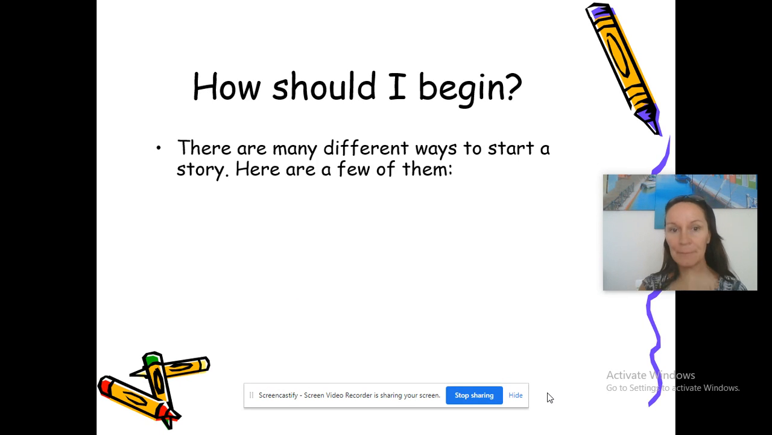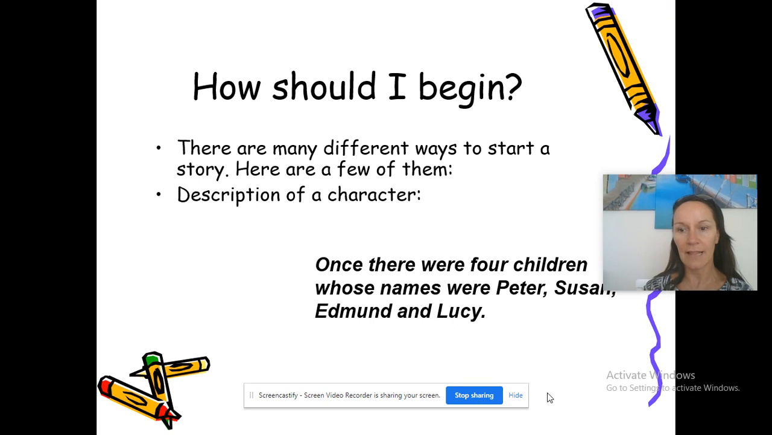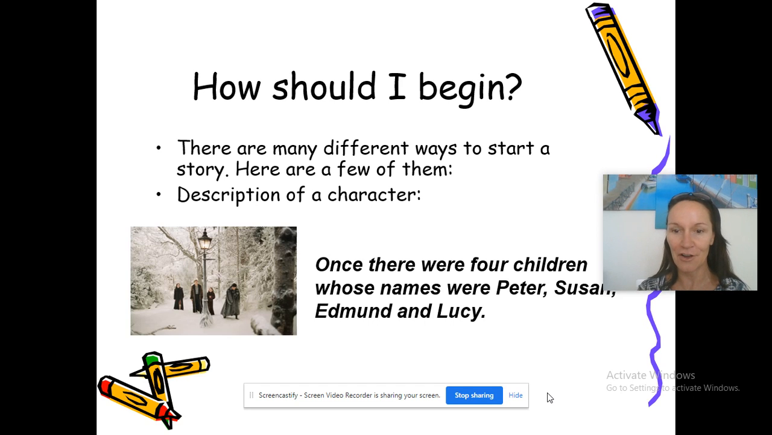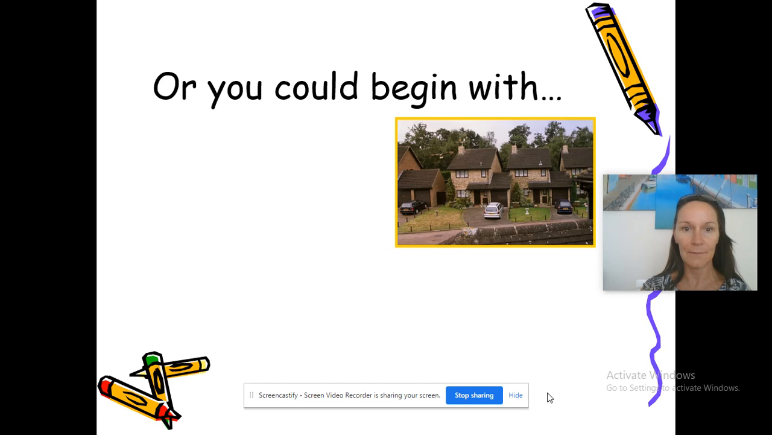So, how should you begin? There are many different ways to start a story, okay? Here are just a few of them to give you some ideas for your own stories. You could begin by describing your character, like this one has here. "Once there were 4 children whose names were Peter, Susan, Edmund, and Lucy." Wonder how many of you know which story that's from? You're right, the Chronicles of Narnia, The Lion, the Witch, and the Wardrobe.